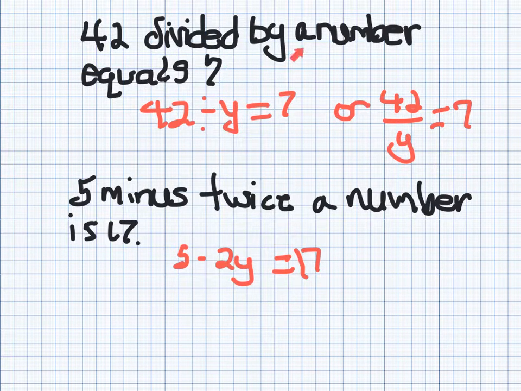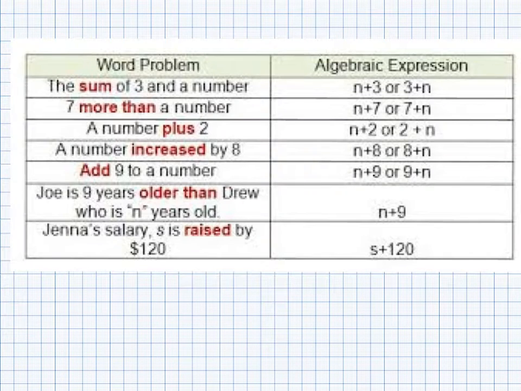Here, 42 divided by a number equals 7. That's 42 divided by y, I used y, equals 7. You could also do 42 over y equals 7. 5 minus twice a number is 17. 5 minus, and twice a number is 2y, equals 17.